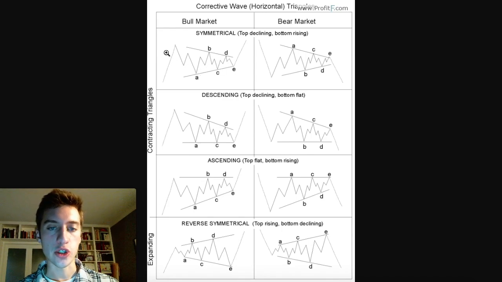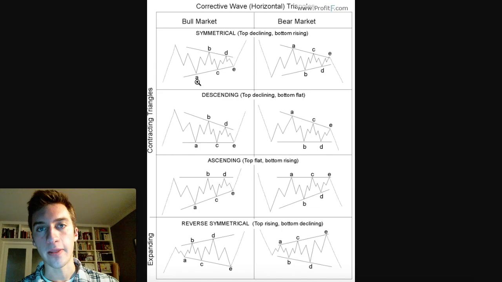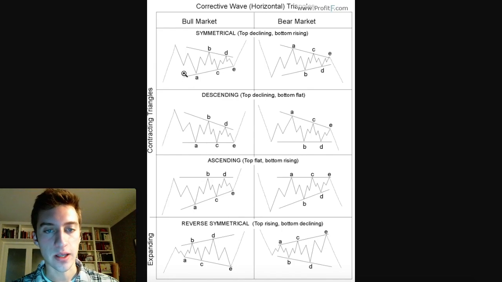If wave 2 is a sharp zigzag down to the 0.618 or the 0.5, wave 4 will probably retrace around 38.2%, and A will be that 38.2% retracement. And for those who don't know wave theory, just forget that last 15 seconds and we'll move on. So that is what you get. You get a period of higher support and lower resistance as price contracts before it breaks out.